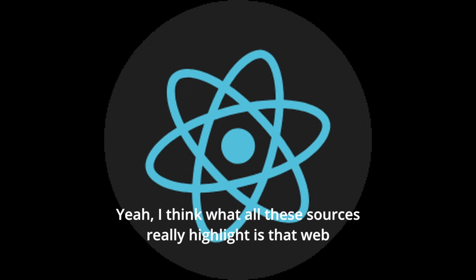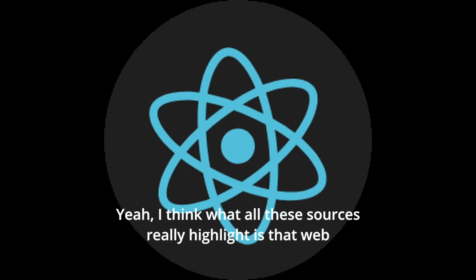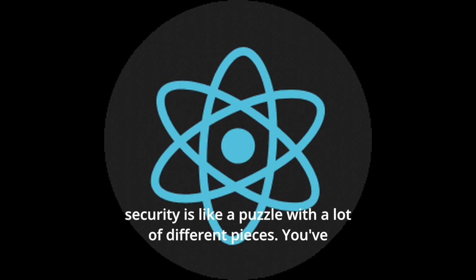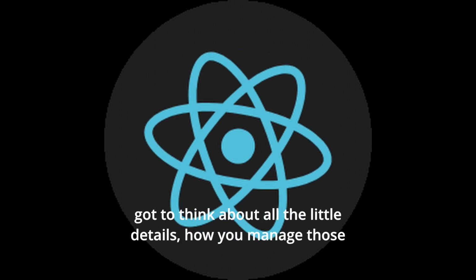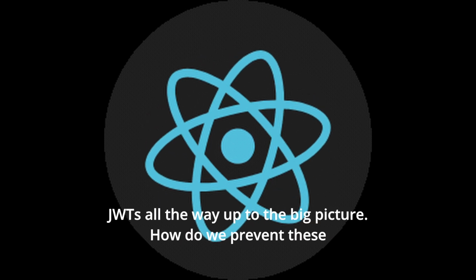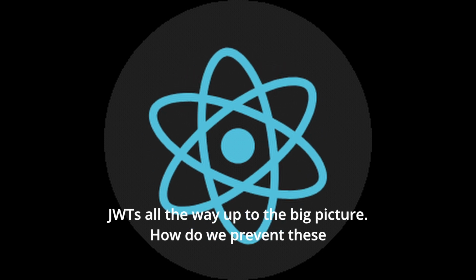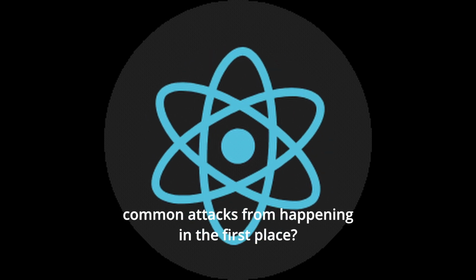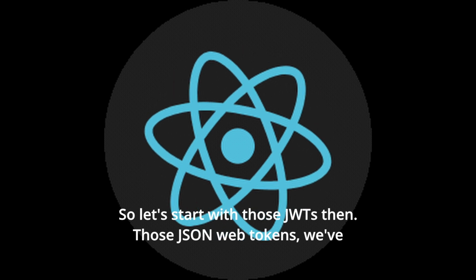Yeah, I think what all these sources really highlight is that web security is like a puzzle with a lot of different pieces. You've got to think about all the little details, like how you manage those JWTs, all the way up to the big picture. How do we prevent these common attacks from happening in the first place? So let's start with those JWTs then.